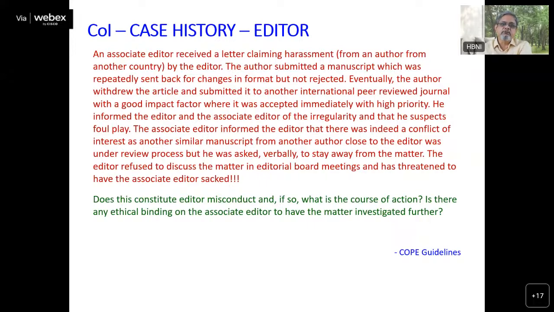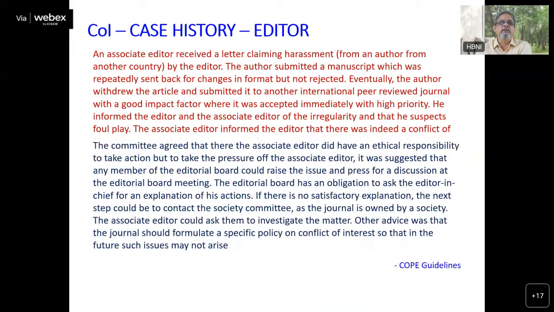So does this constitute editor misconduct? And if it does, then what is the course of action? Is there any ethical binding on the associate editor to have the matter investigated further? So here the committee, that is COPE, agreed that the associate editor did have an ethical responsibility to take action, but to take the pressure off this person, it was suggested that any member of the editorial board could raise the issue and press for a discussion at the board meeting.